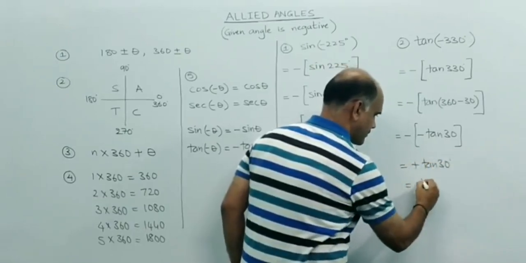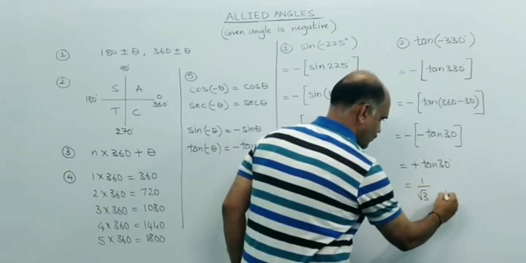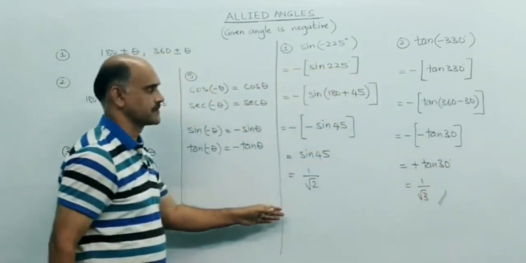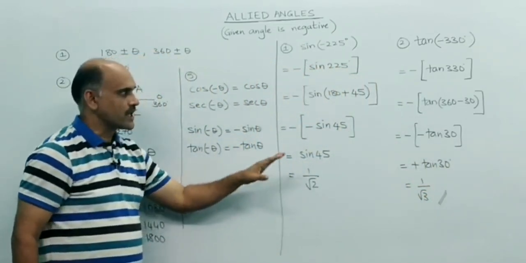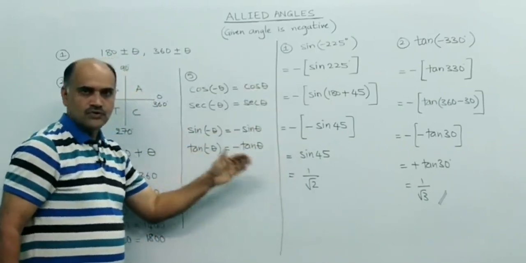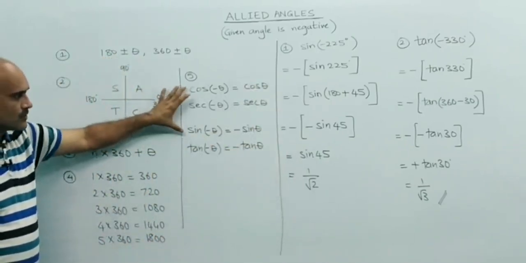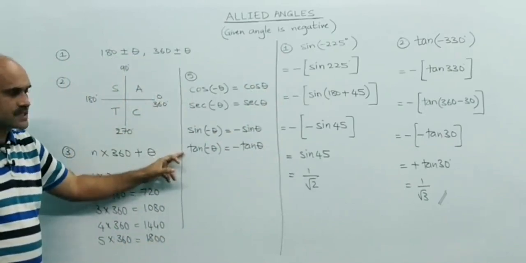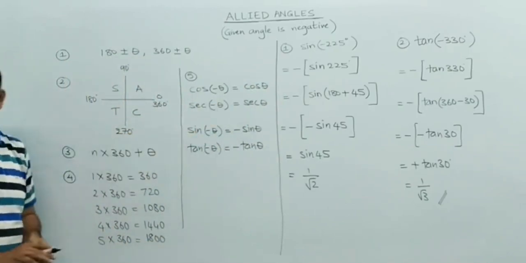Tan 30 is nothing but 1 by root 3. This is the answer. Clear, students? You can pause, go through all these steps, note down these hints which I have written, then we will go for the next problem.